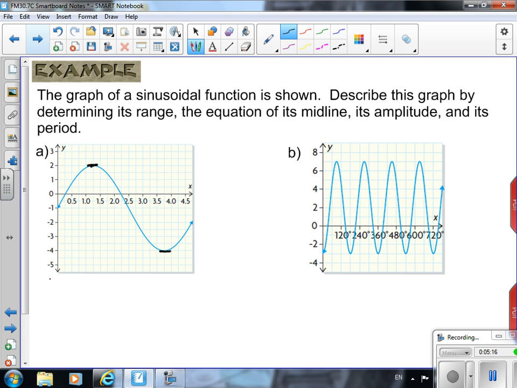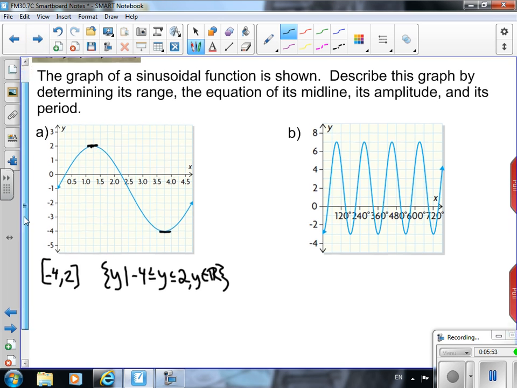So you can use interval notation, and we would use a square bracket because those values are included. The graph passes through the min point and the max point. Or we can use set notation. So we can say y such that negative 4 is less than or equal to y is less than or equal to 2, and y is a real number. So that just says that the y values are between negative 4 and 2.